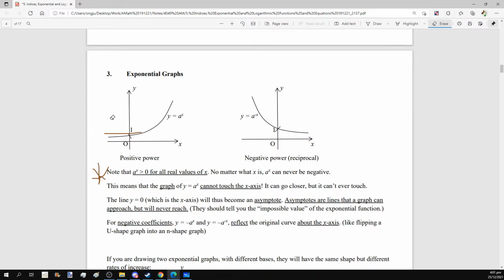On the other hand, if there is a negative on the outside, not on the base, but on the entire term like this, then we will simply flip the graph like that. Similar to how x squared was a U shape, but negative x squared was a flipped N shape, it is the same thing over here. If there is a negative attacking the entire exponent term, we will simply flip vertically.